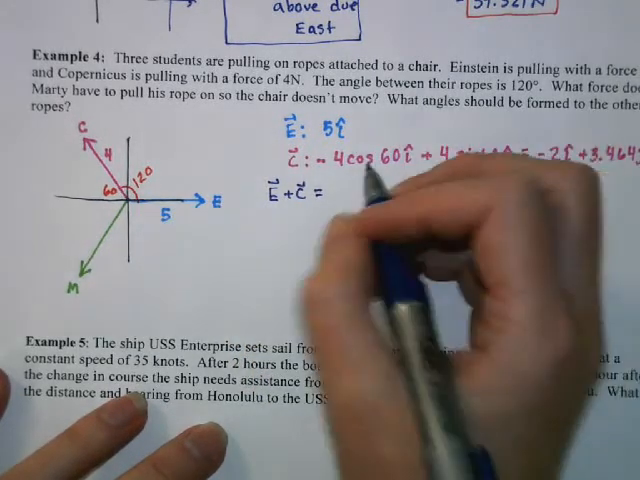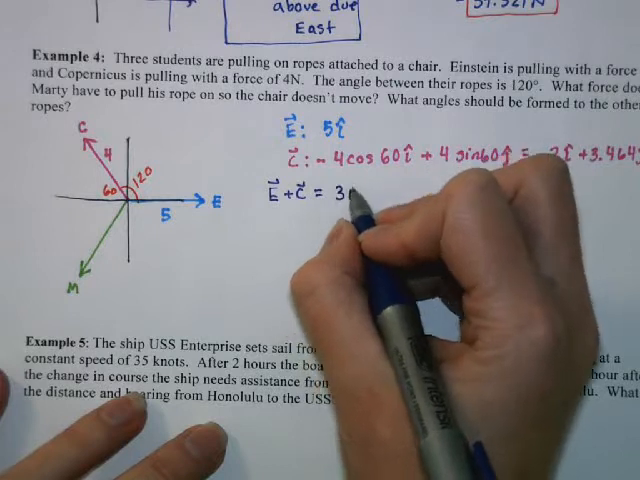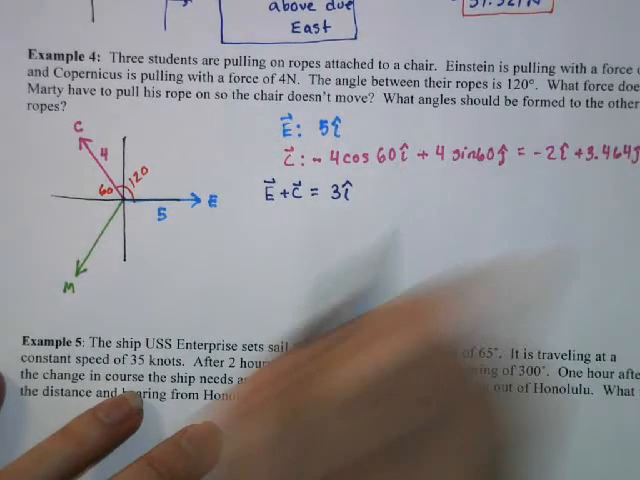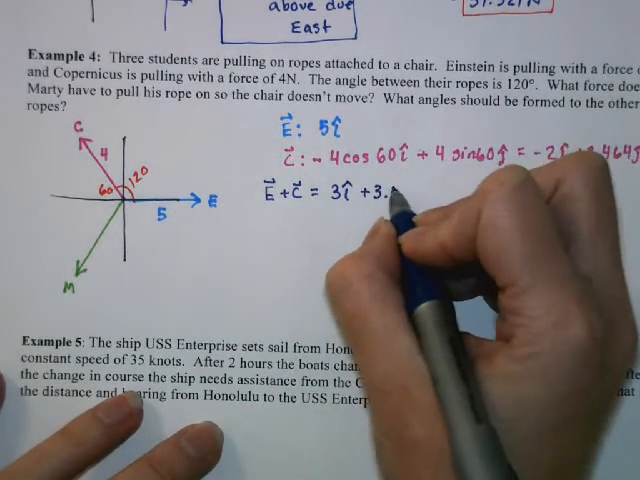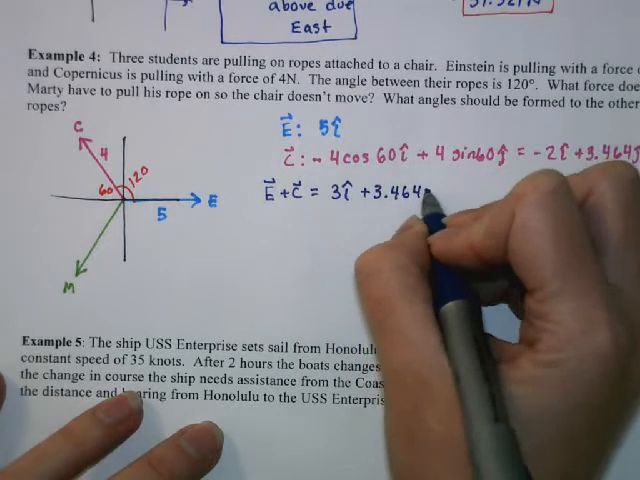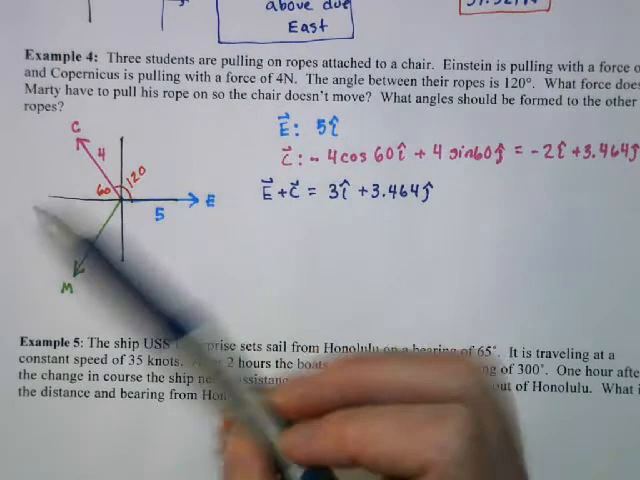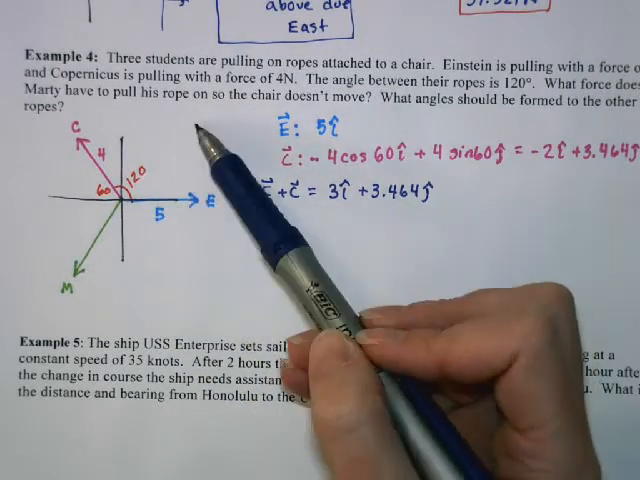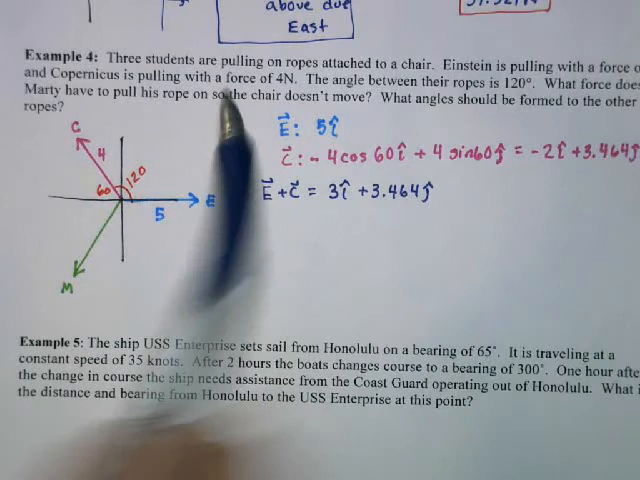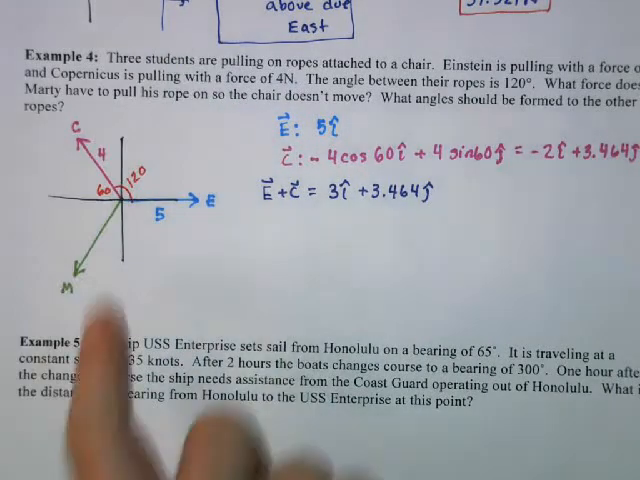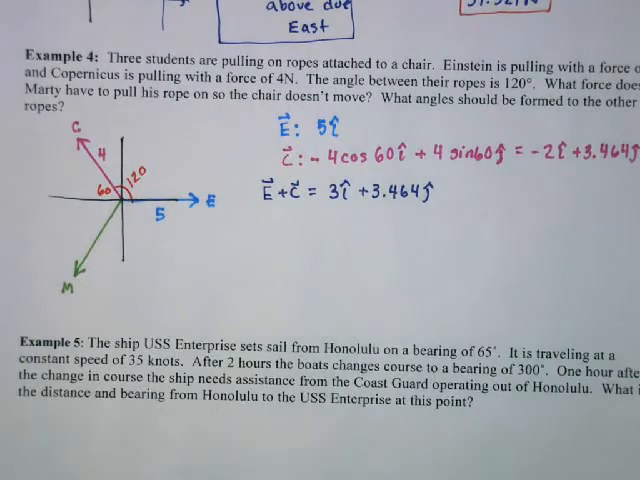So I add the 5 and the negative 2 to get 3 in the x direction, and then 3.464 in the j direction. So that's what's happening to these two ropes. These two ropes are pulling at a positive 3, positive 3.4, so it should make sense. That's what they're headed. Now we're going to introduce Marty.